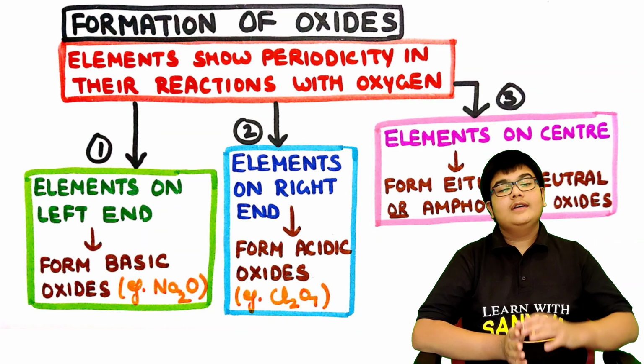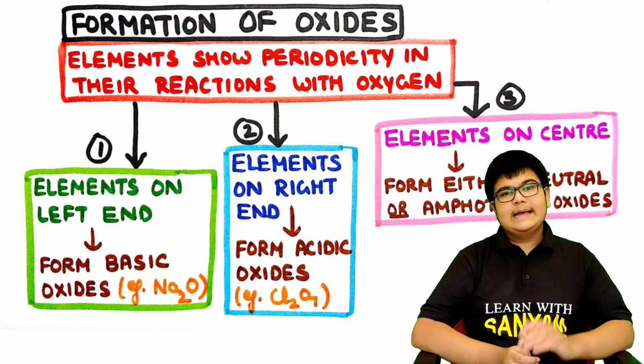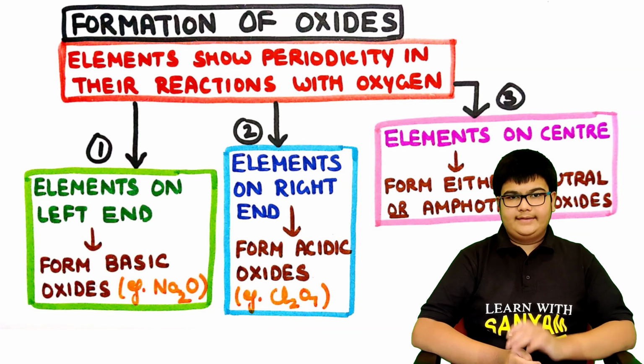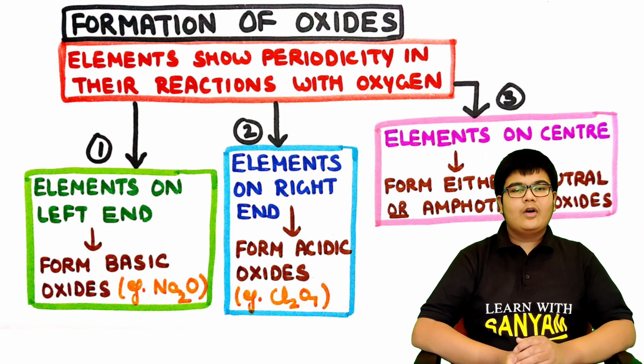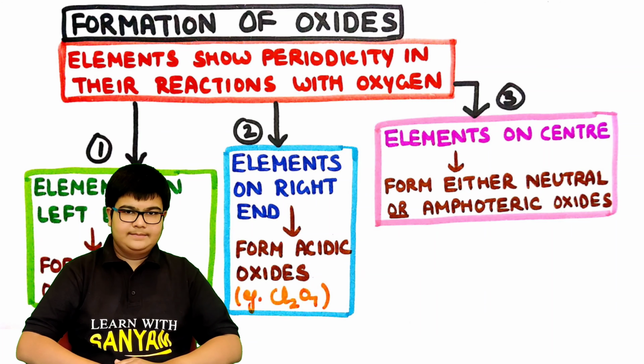Similarly, elements on the right-hand side will form acidic oxides. For example, let's take a group 17 element, that is chlorine. It reacts with oxygen to form Cl2O7, and it is an acidic oxide.